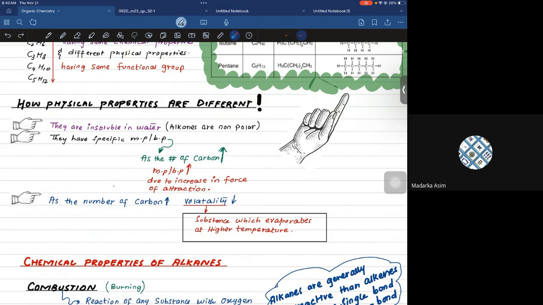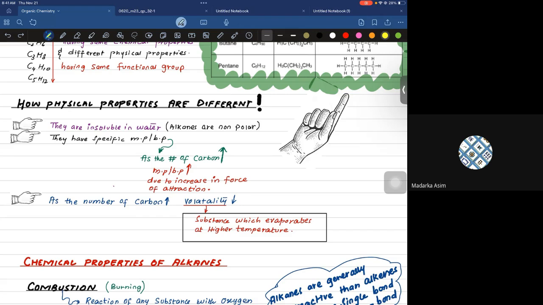First of all, you are supposed to know what the relationship is between the number of carbons and the intermolecular force of attraction. First of all, you must know this. What is the relationship between the number of carbon atoms and the intermolecular force of attraction? You must know this, okay?